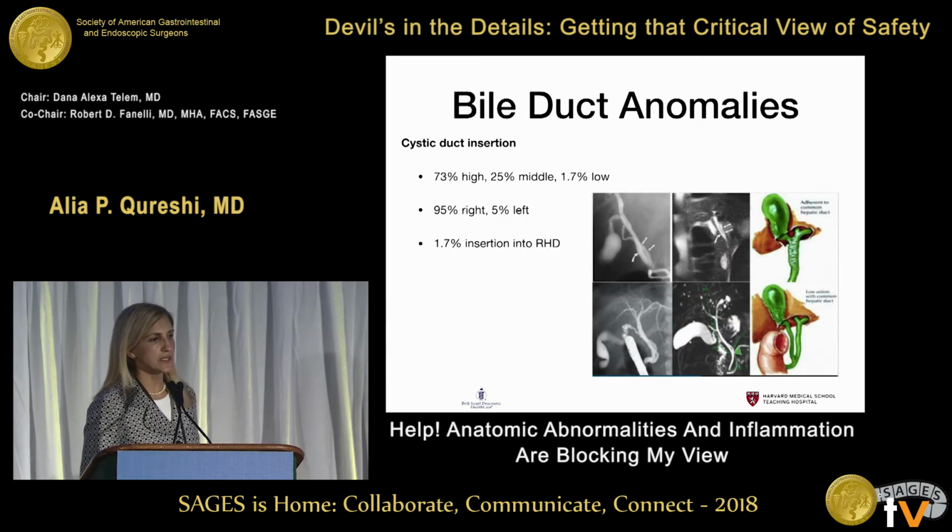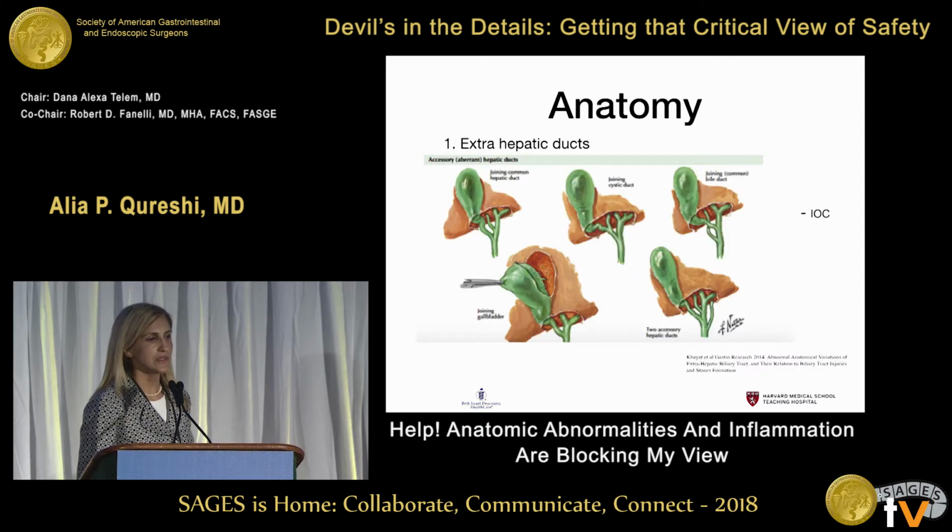With regards to cystic duct insertion, in studies 73% are high, 25% are in the middle, 2% are low. 95% of them are on the right, as we would expect. However, 5% occur on the left side. You can also have extra hepatic ducts, and those pose additional problems if they're unrecognized. For example, it can be confusing in the OR. What's this third structure? A few expletives come to mind when you see that.